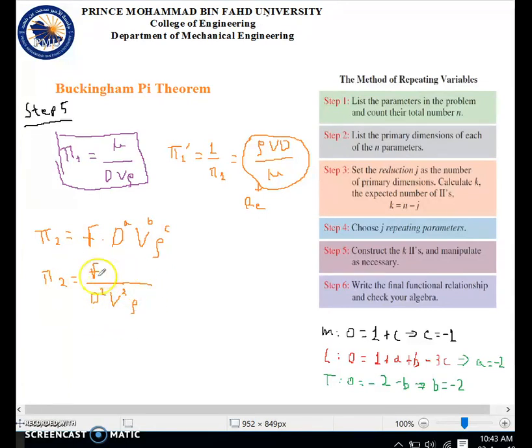So, like we did earlier, we need to check the dimensions here to make sure that pi2 is non-dimensional. So force is kilograms meter over second square. The diameter will be 1 over meter square. Velocity square will be second square over meter square, and the density will be meter cubes per kilogram. Kilogram with kilogram will cancel out. Meter square, meter cube will be meter to the power 4, so the meters will cancel out, and the same for the second square.